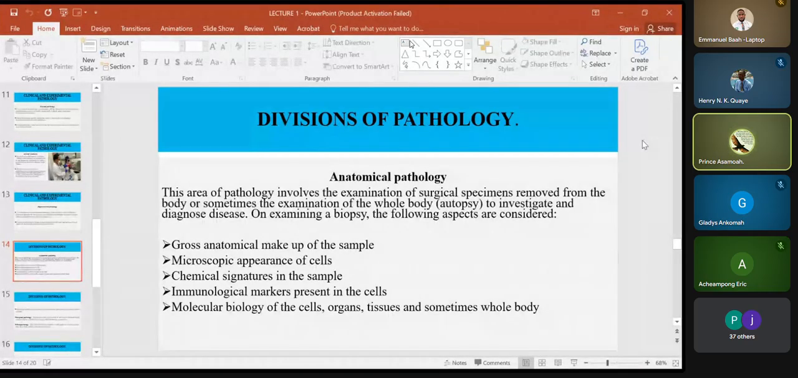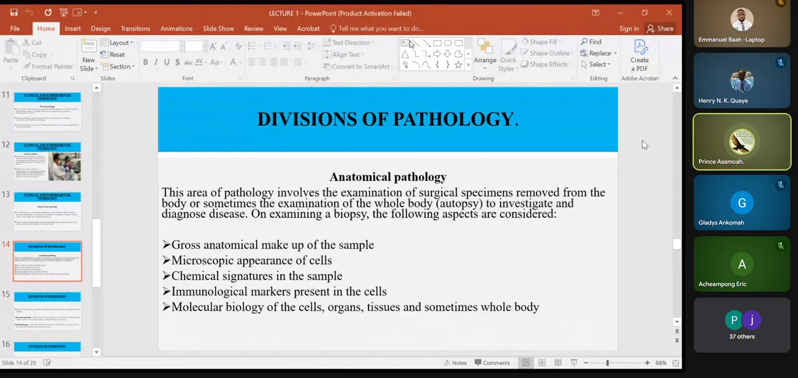Okay, so it says we consider them under gross anatomical makeup of the sample. Grossly, by looking at it, what's the anatomical makeup, from comparing them to the normal? What is the shape? What is the size? Has the size reduced? Has it become bigger? And all of them.